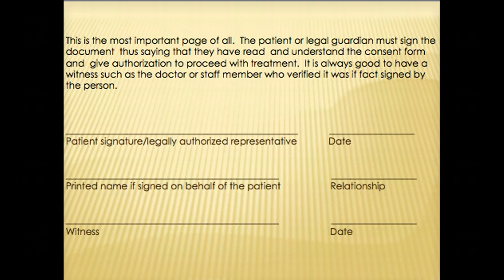Also, please make sure that this is a signature, not a printed name of the patient or the legal guardian. The legal guardian and the witness can either sign or print their name on the following lines. If a legal guardian is signing on behalf of the minor, it is important to make sure that the relationship is stated. Also, that the date that the document was signed by both the witness and the patient or legal guardian.